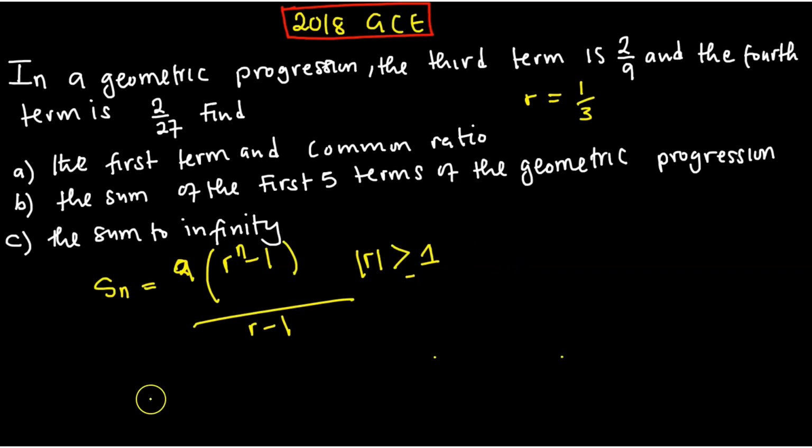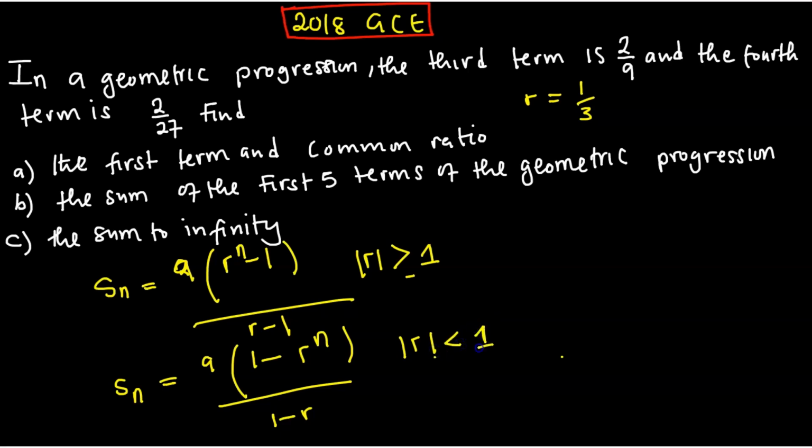Then the other one that you use is the sum of the nth term equals a times (1 minus r to the power n) divided by (1 minus r). You use this one when r is less than 1. So which one do we have? r is less than 1. 1 over 3 is less than 1. So we are going to go for this one.